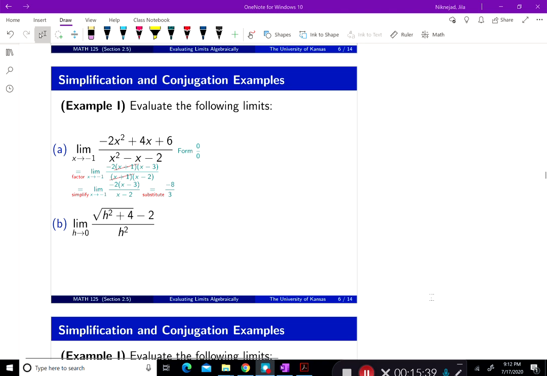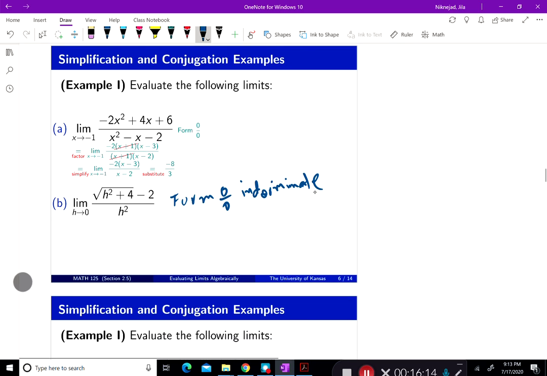Example 1, part B. Again, there's another limit. If I direct substitute, it's going to be square root of 4 minus 2, which is 0, and 0 on the bottom. So the form is, again, 0 over 0, and it's indeterminate. So what do we do? Again, it feels like there is a factor that makes the top 0 and a factor that makes the bottom 0.